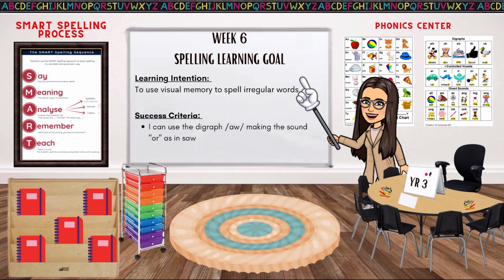This week, we are focusing on the digraph AW, which makes the sound OR. And we can hear this sound as in the word saw.